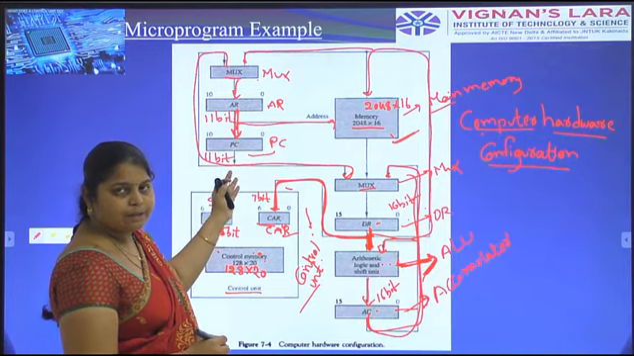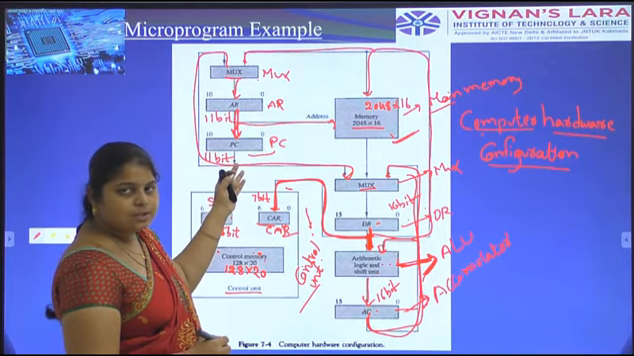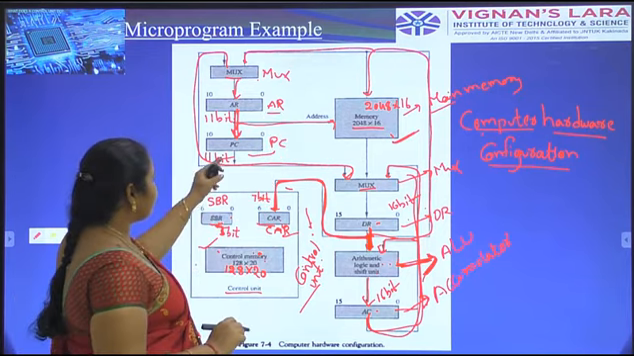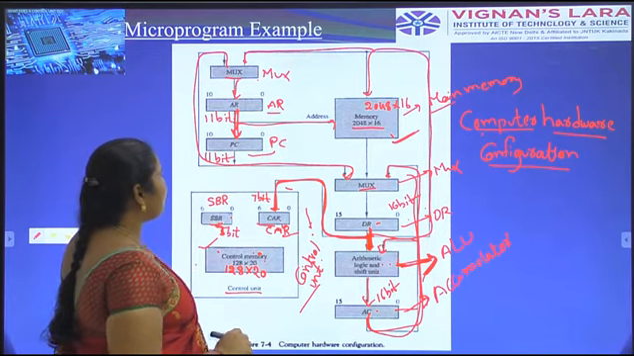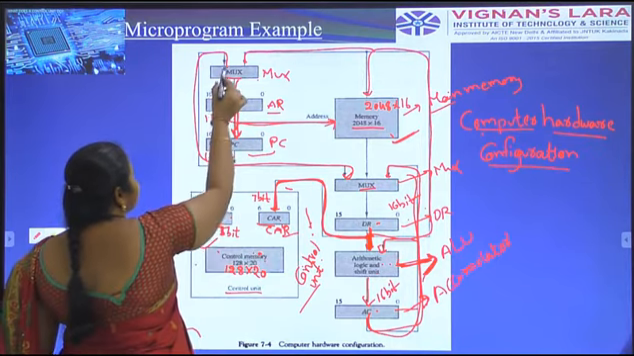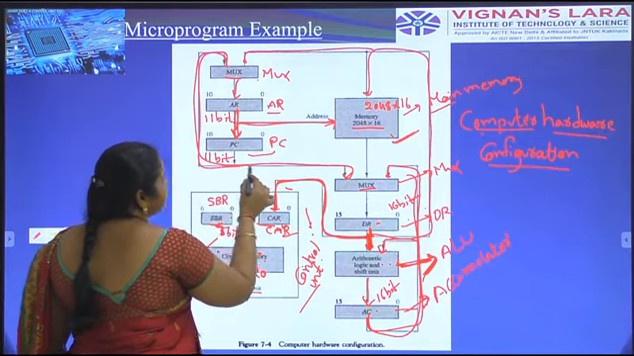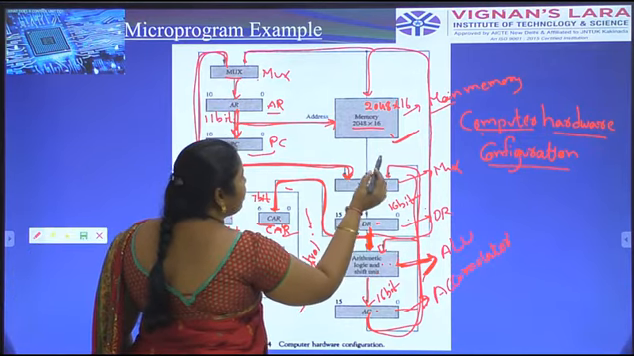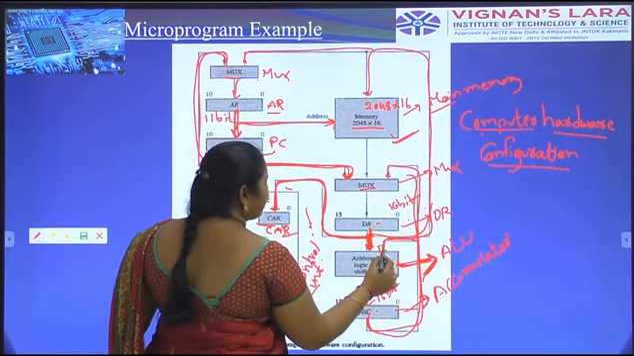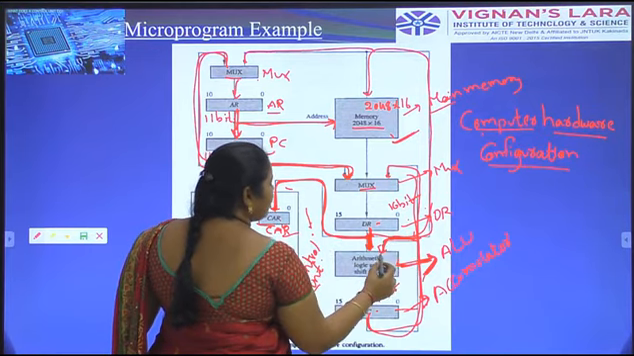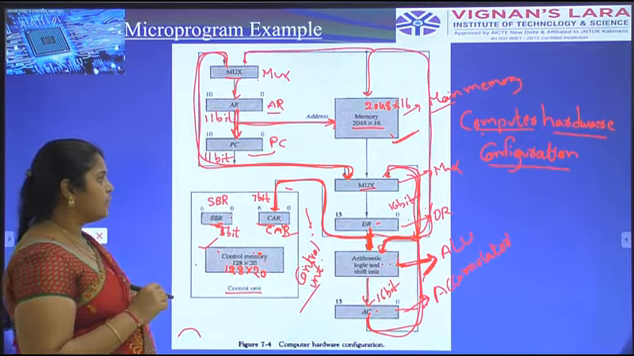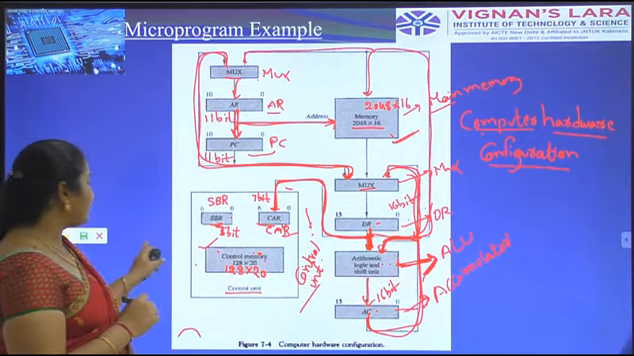Here AR, the address register, transfers the information to the program counter and also the address to the main memory. Next, the multiplexer transfers the information to the second multiplexer. The arithmetic logic shift unit is transferred to the multiplexer and also memory. This is about the microprogram example.